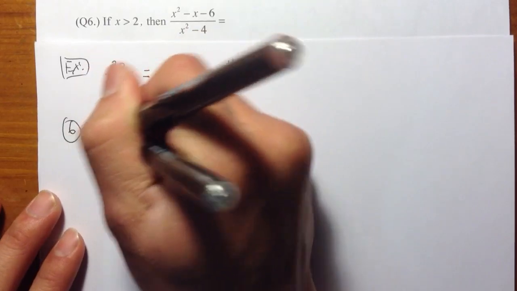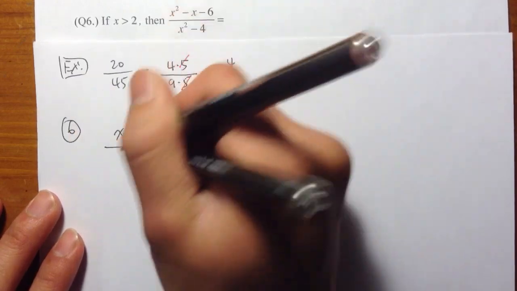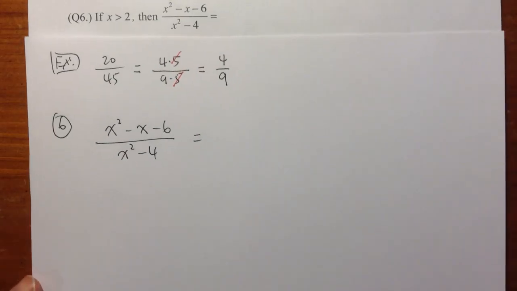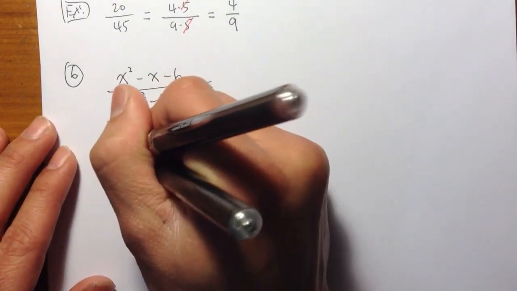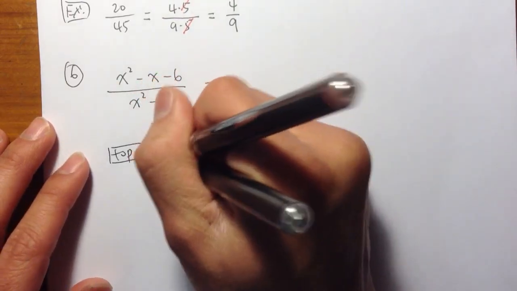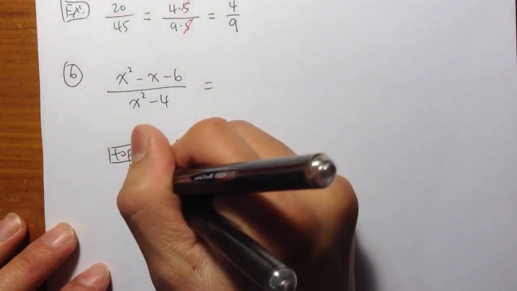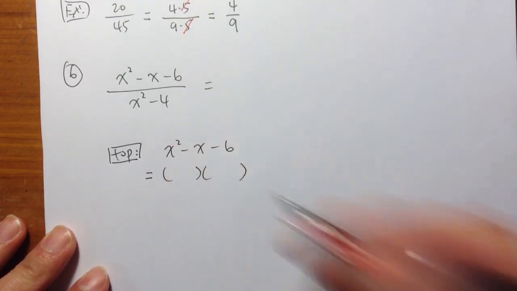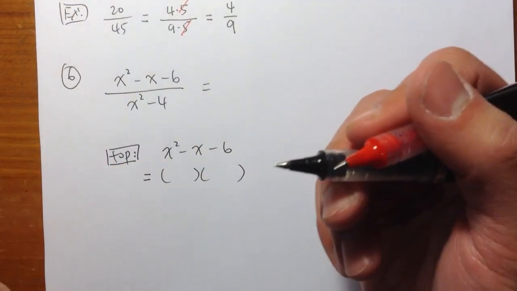So let me start with x squared minus x minus 6 over x squared minus 4. So to factor this, I'm probably just going to write down right here. So notice that I have my top right here. I'm going to do this separately. I'm just going to look at the top for now. So my goal right here is to write this as a product of two other expressions. So one way to do this is that we can just kind of guess and check, okay?